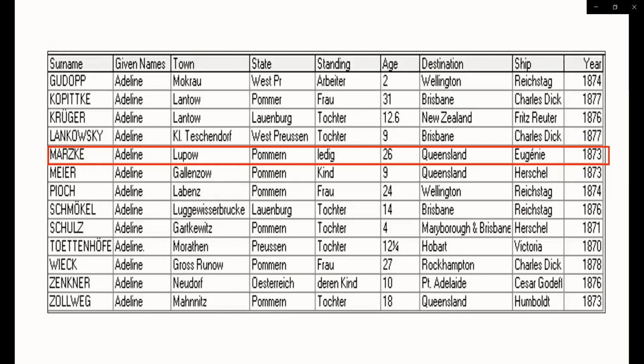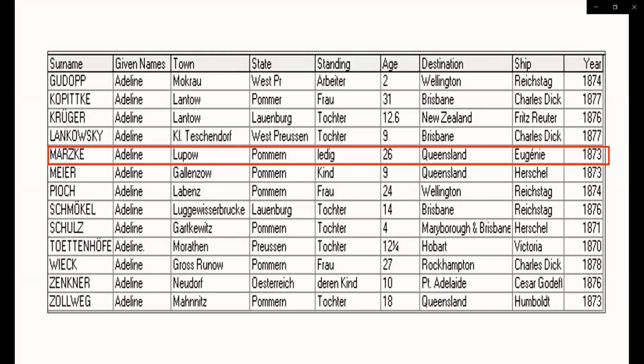The record tells us that she was a lady, single, and aged 26 in 1873, travelling aboard the Eugénie bound for Queensland. Her place of origin was Lupov in Pommern. I have to excuse my pronunciation on that. Of course, this only shows that Adelina embarked on the ship at Hamburg. We need to make sure that she actually arrived in Queensland.